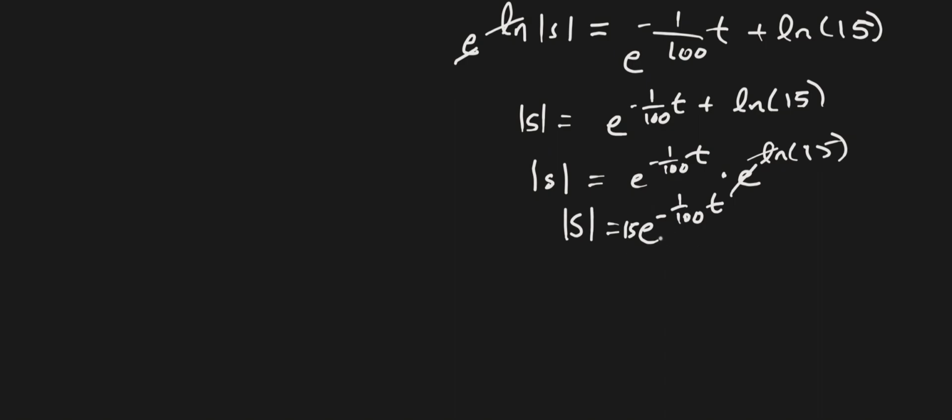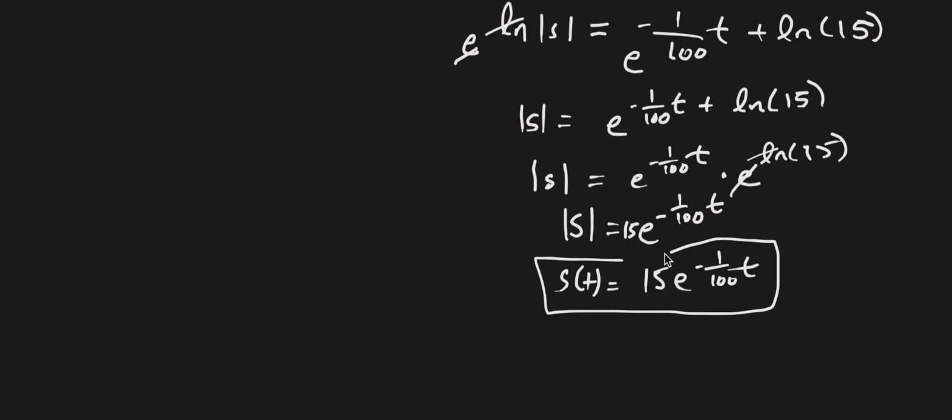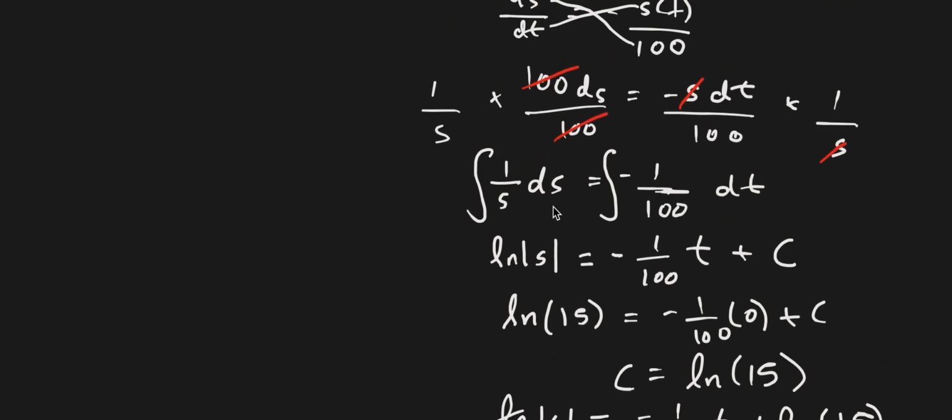Remember, what's this going to be? Well, it's just 1 over e to the 100t. And this is always going to be positive, so we don't need the absolute values. So that's just 15e to the negative 1 over 100t. This is your function. So s of t, we can say if we wanted to. Let me make some space for this. This is part A right here. That satisfies part A.